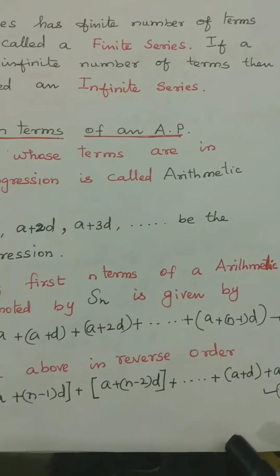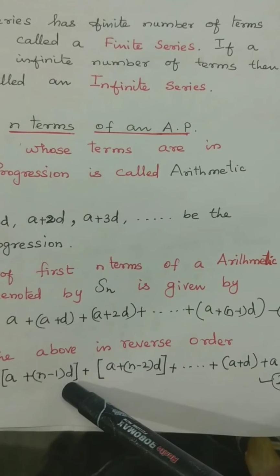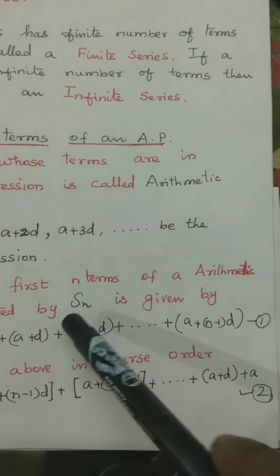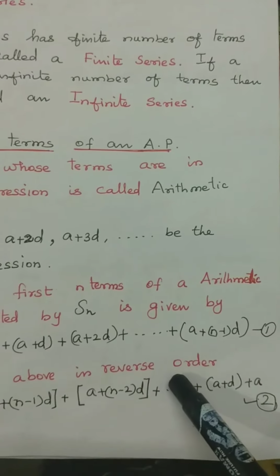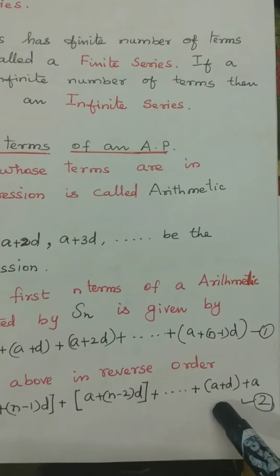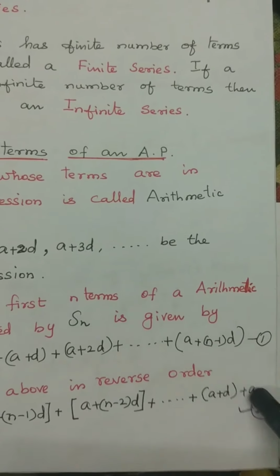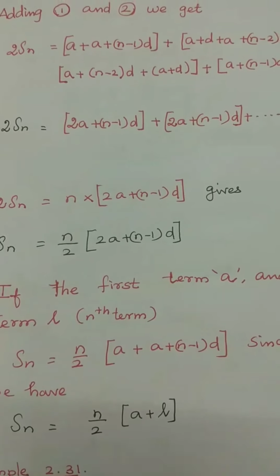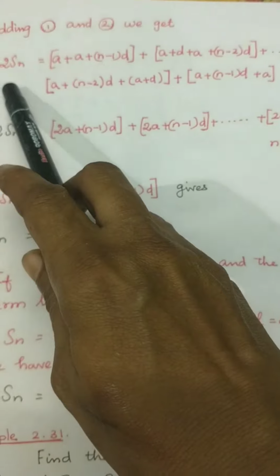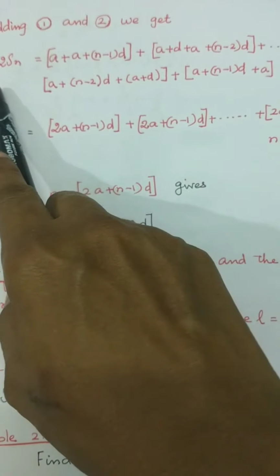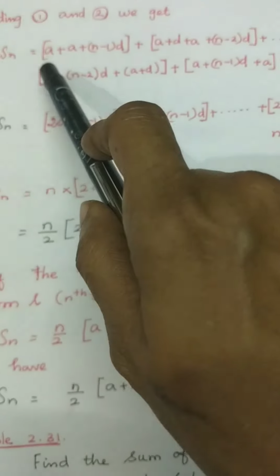You have to add A plus n minus 1 into D, A plus D plus A plus n minus 2 into D, A plus 2D plus A plus n minus 3 into D, and so on like that, A plus n minus 1 into D plus A. Like that we are going to add these two equations. Then if you are adding the first equation and second equation, Sn plus Sn comes as 2Sn. We are adding like this and we are going to simplify this.